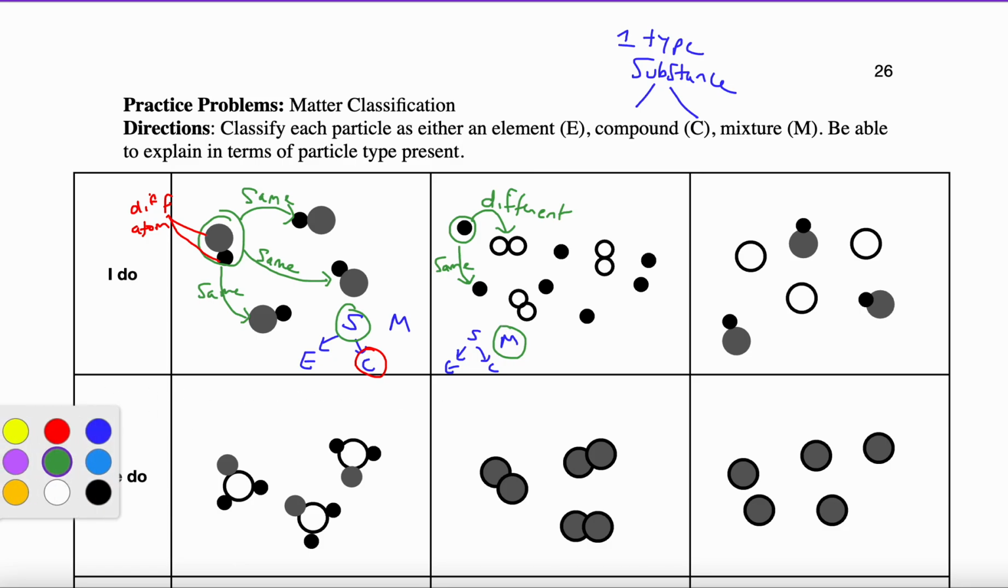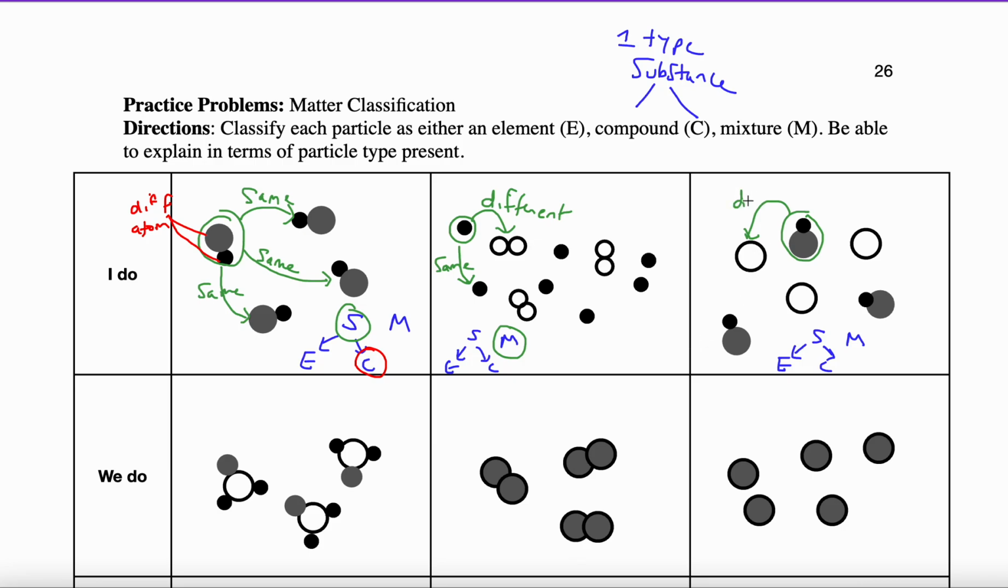Moving on to the next example, same thing. I'm going to first determine if it's a substance or mixture, and if it's a substance, is it an element or compound? So I choose my first particle. Okay, so here's my first particle. And look, a big gray circle, small black, and I compare it to this guy right here. Definitely different. So I don't need to go any further because I know there's at least two different types of particles here. So this best represents a mixture.